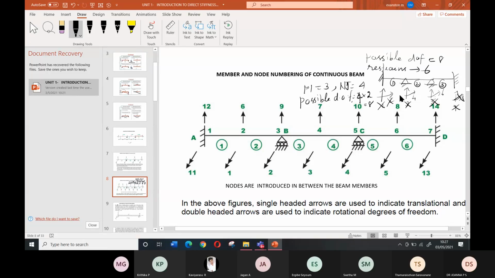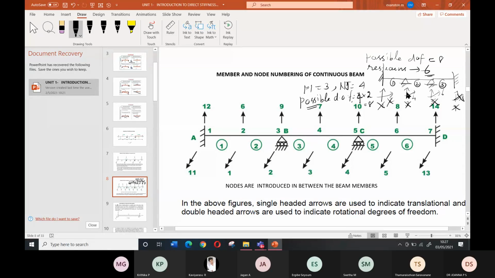So in that one, you look at the difference. The possibility is 8, but I have restrained. How many degrees of freedom are restrained? 1, 2, 3, 4, 5, 6. So restraints for this one are 6.